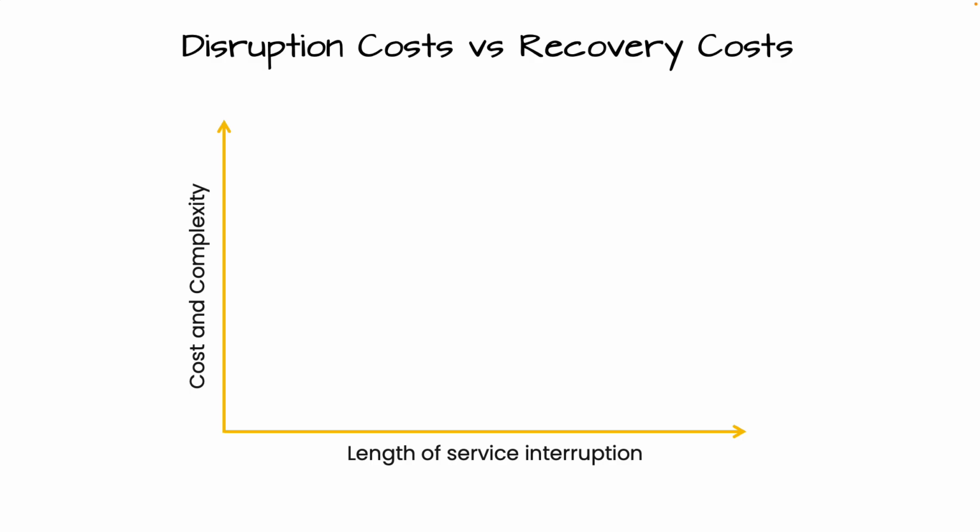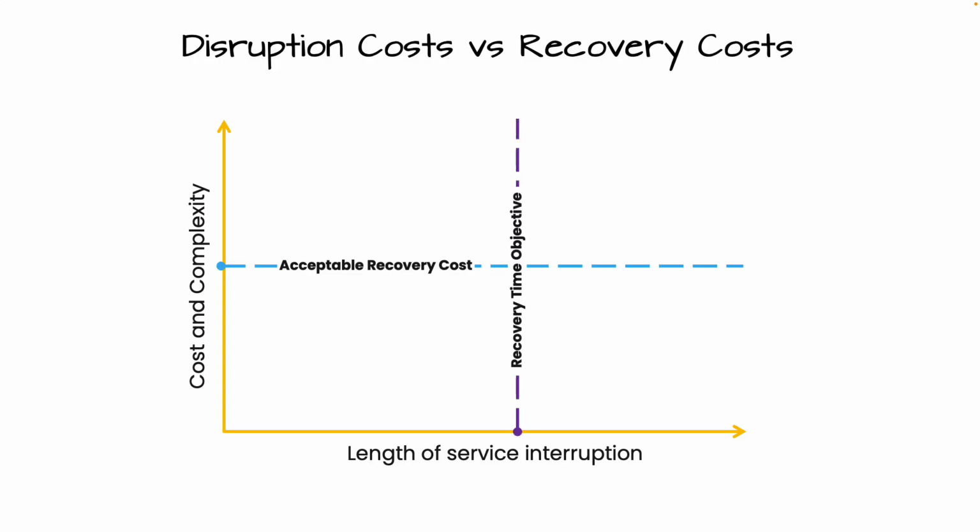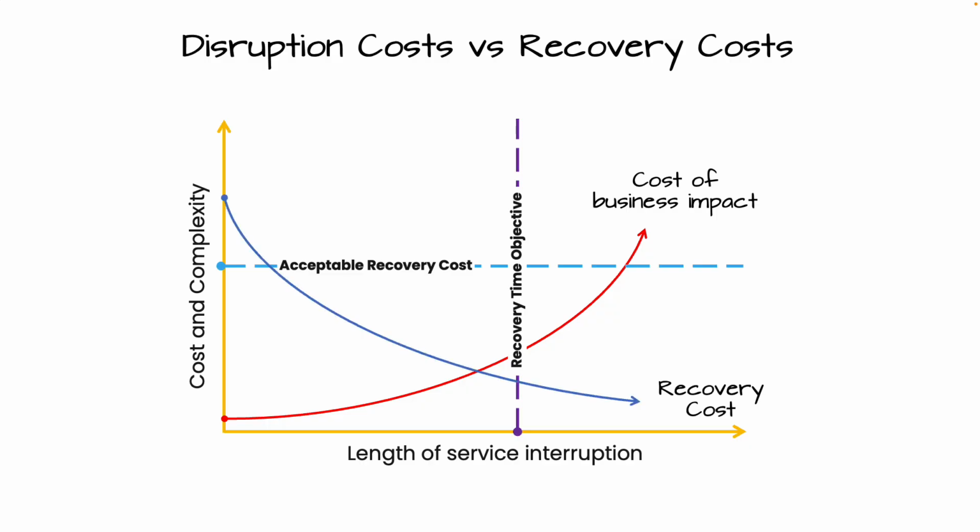So here we have an X and Y axis. On one we have cost and complexity and length of service interruption. So we have an acceptable recovery cost. This is the budget established by the organization. We have the recovery time objective. That point we're establishing where the business really must have this service to recover. I mentioned that the cost of business impact increases over time, right? However, the solutions that we can use to recover, the longer we can wait, the less expensive and less complex those solutions tend to be.